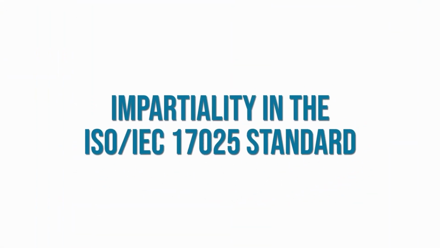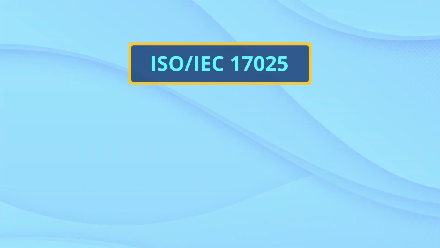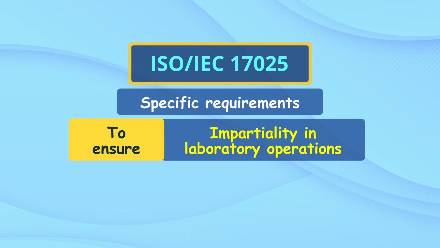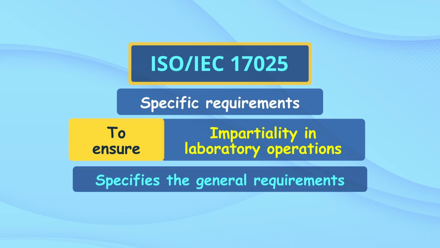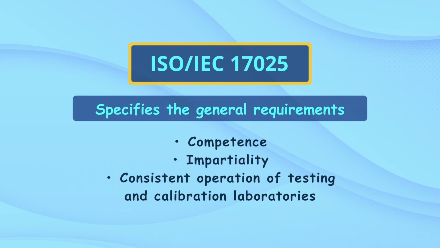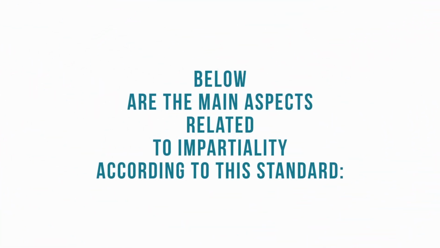Impartiality in the ISO/IEC 17025 standard. The ISO/IEC 17025 standard sets out specific requirements to ensure impartiality in laboratory operations. This standard is an international benchmark that specifies the general requirements for the competence, impartiality, and consistent operation of testing and calibration laboratories. Below are the main aspects related to impartiality according to this standard.